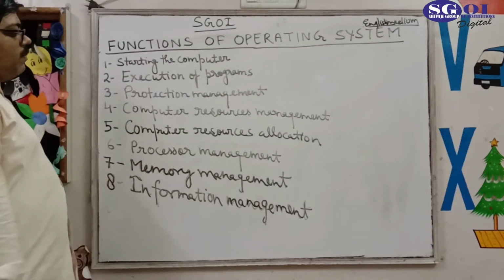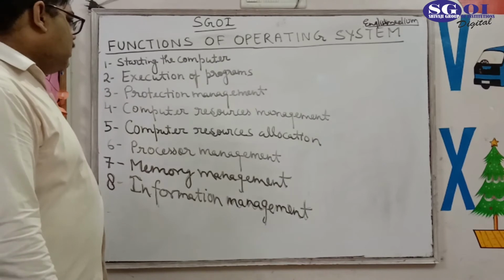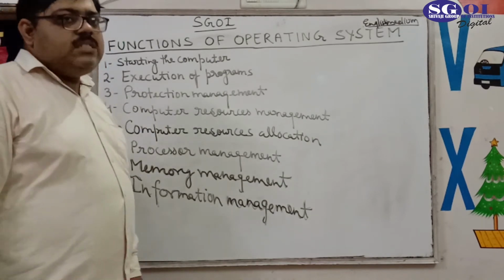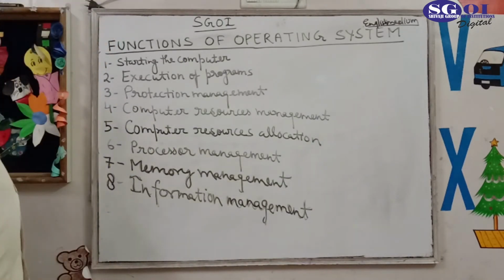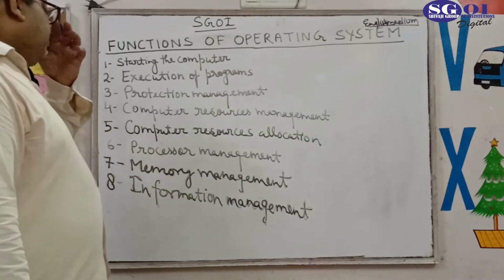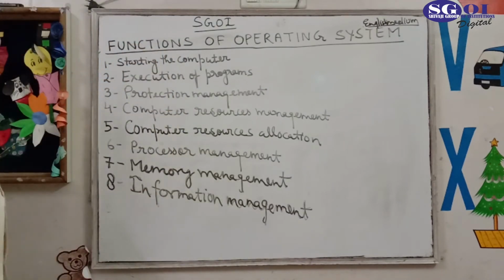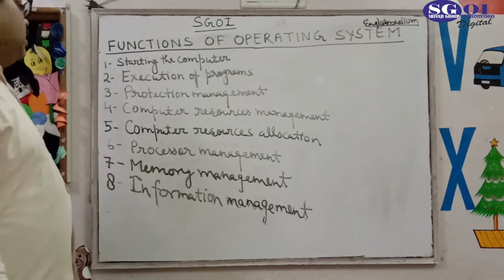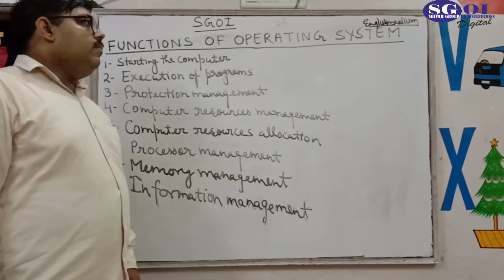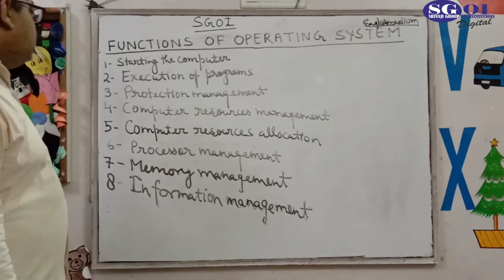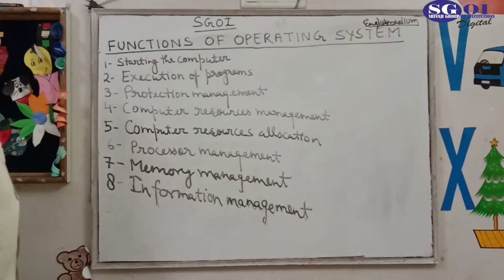What is processor management? When we manage the CPU, we manage different jobs, because our computer has multi-programming and multitasking. So for working with multiple programs and multiple tasks, we can make a schedule, we can use scheduling, and with the help of scheduling we can manage different jobs at a time.